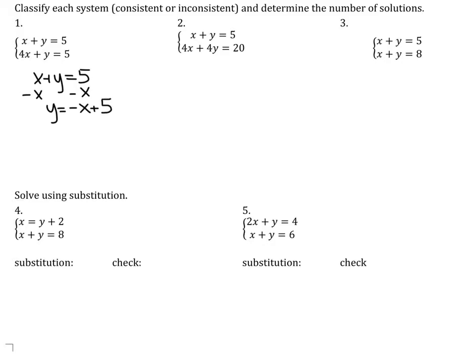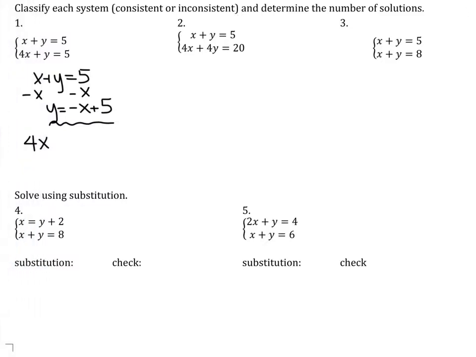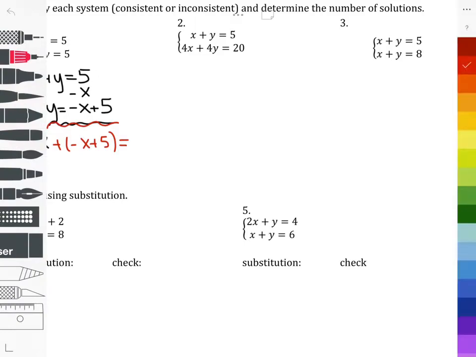Is it going to be consistent or inconsistent? Let's plug this in. y equals negative x plus 5 into the second equation. Whenever I see the y, I'm going to replace it. Let me write this in different colors so that you see exactly what I'm doing here. I see the y from the second equation. Now I am going to replace y with negative x plus 5. I'm simply replacing the y with negative x plus 5.